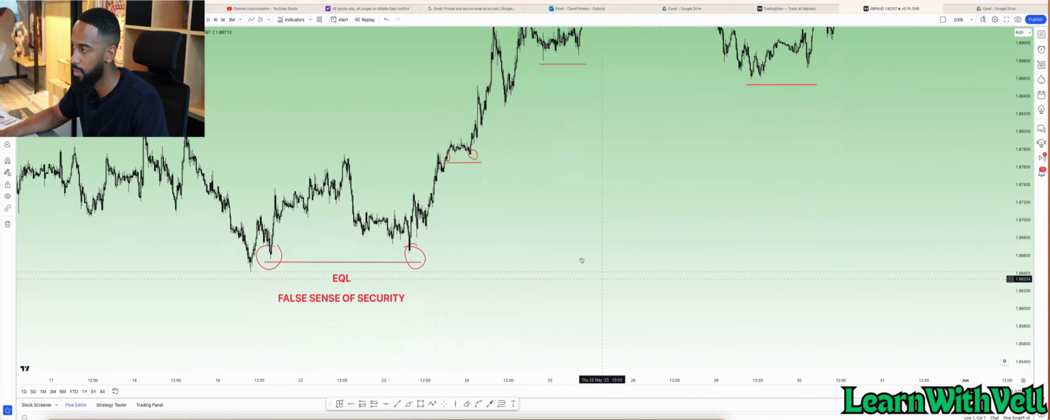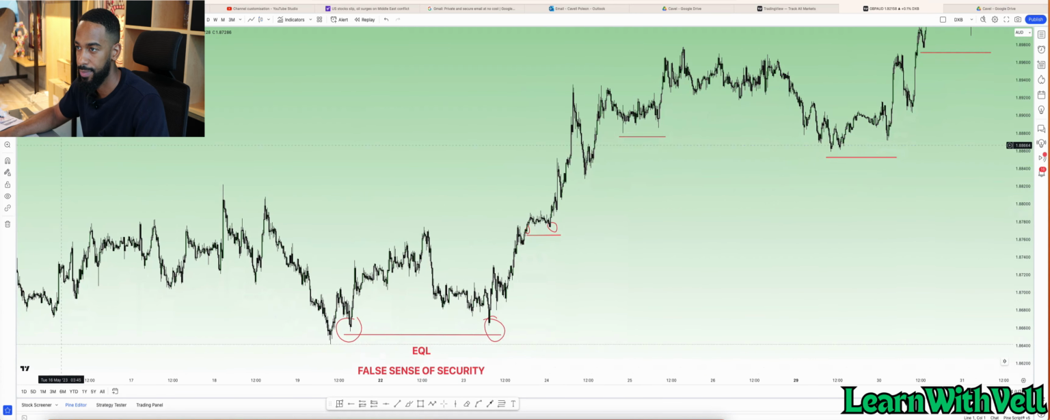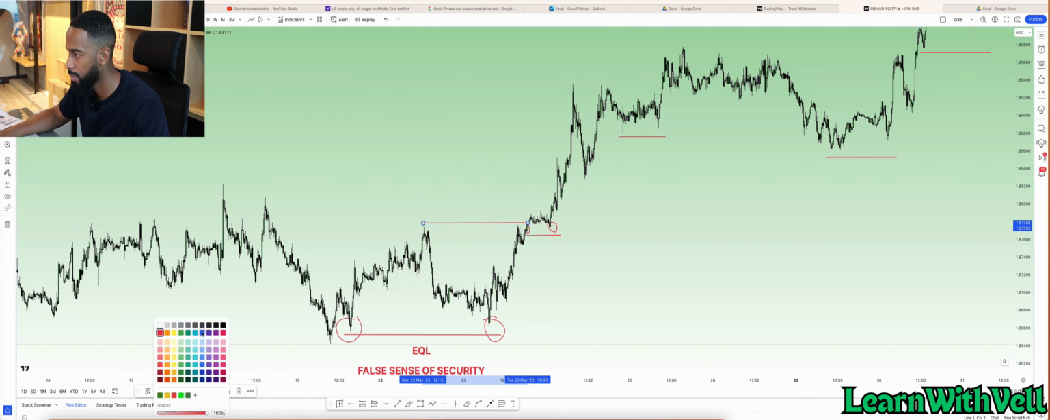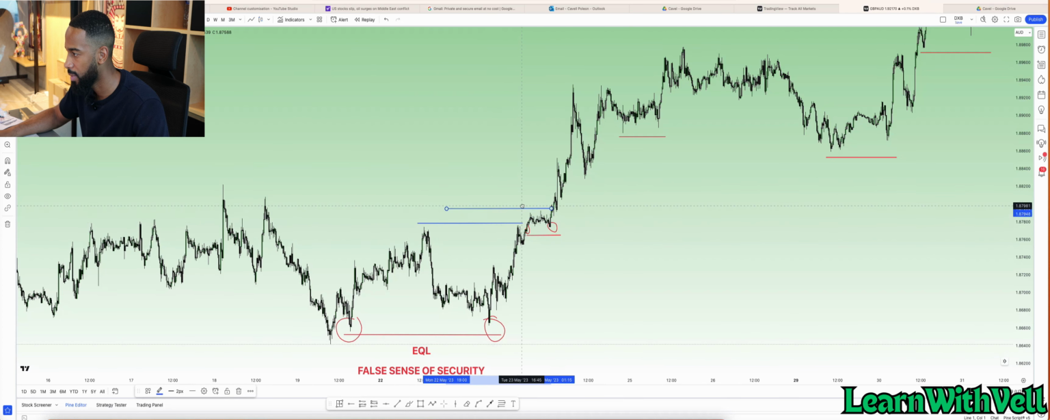Now, I'm going to show you guys the equal highs. If I move this up and come up here, I'm going to show you equal high. So here is an equal high. I'm going to change this color to blue, Nipsey blue. Okay, we've got one equal high here. Second equal high is right here.